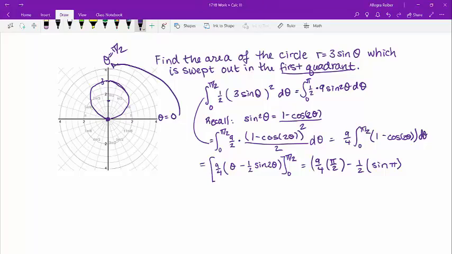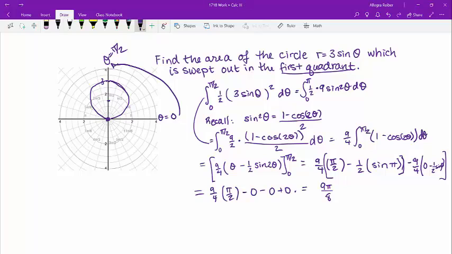That's the evaluation at the upper bound. Then we'll subtract 9/4 times 0, but now it's minus 1/2 sine of 0, which is also 0. And so we get as the answer here 9/4 times pi over 2 minus 0 plus 0, or 9 pi over 8.